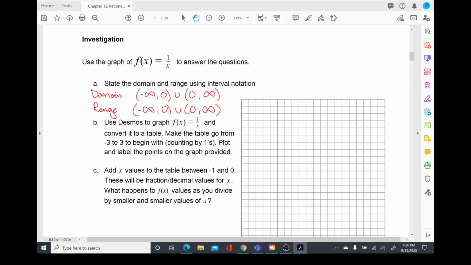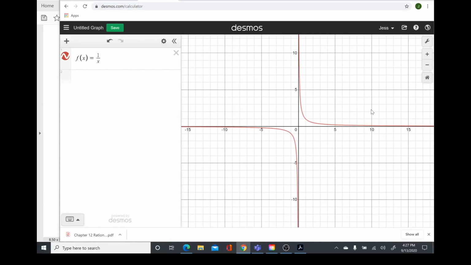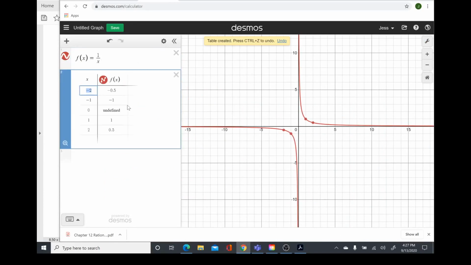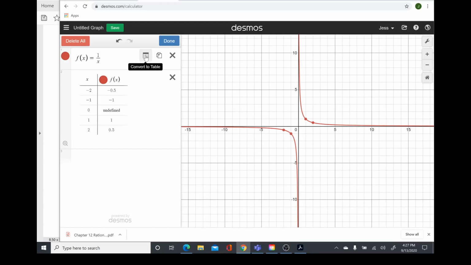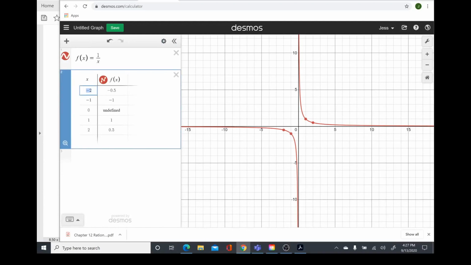Make our table using Desmos that goes from negative 3 to 3, counting by ones, and plot and label the points on the graph provided. Okay, so let's see if we can do that. Head on back to Desmos, and we want to go from negative 3 to 3. All right, so what I did there was I went to this little gear and I selected convert to table. And right now it's going from -2 to 2. And I want it to go from -3 to 3.